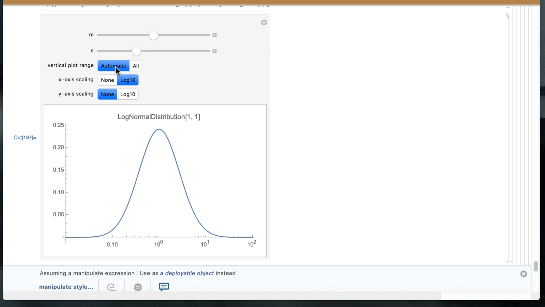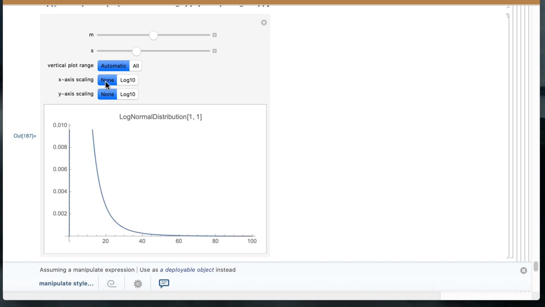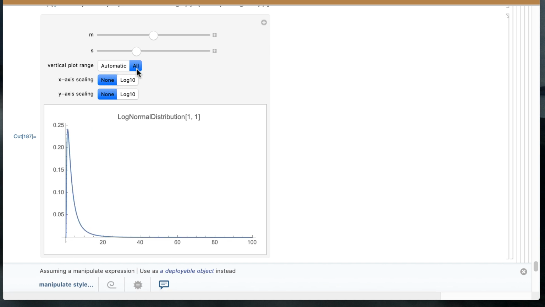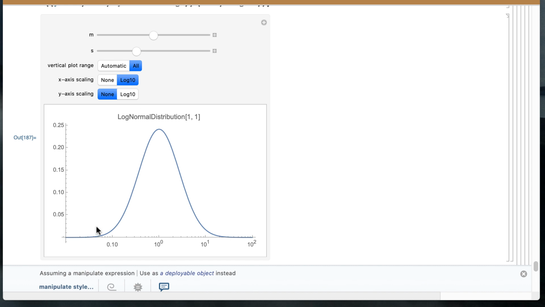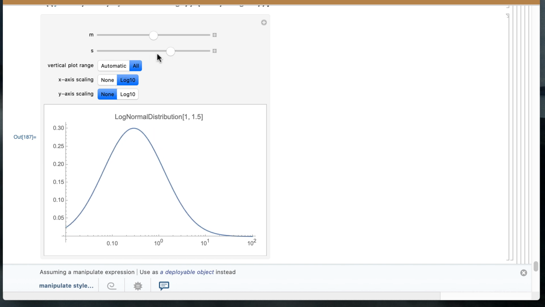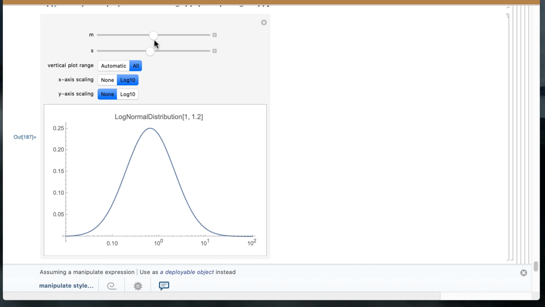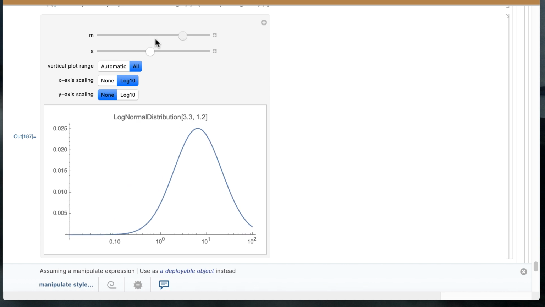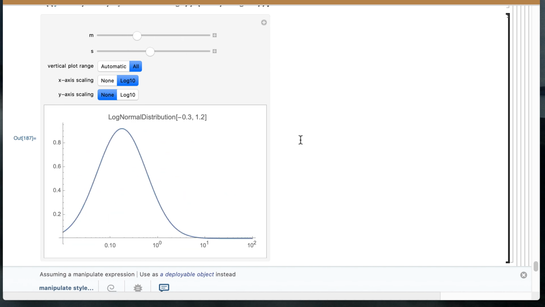You'll notice that I am scaling the x-axis on a log 10 basis, but I'm not scaling the y-axis. If I didn't scale the x-axis, then it looks very skewed, but if I scale the x-axis, it looks a lot more normal. And you can see here I'm increasing the spread of the log normal distribution. Here I'm fiddling with its mean, moving it to the right, moving it to the left. Okay.